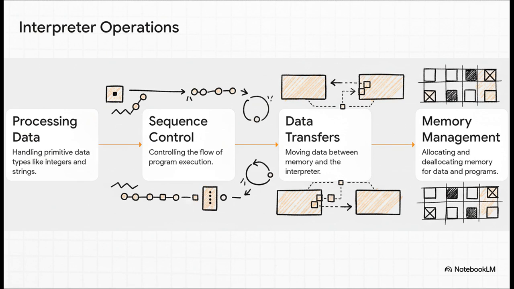First, it's got to know how to handle the basic data types. Numbers, characters, that sort of thing. Second, it needs some kind of traffic cop for sequence control to decide which instruction to run next. Third, it needs rules for data transfer, just moving information around. And finally, it has to have a system for memory management, a way to grab memory when it needs it and let it go when it's done.